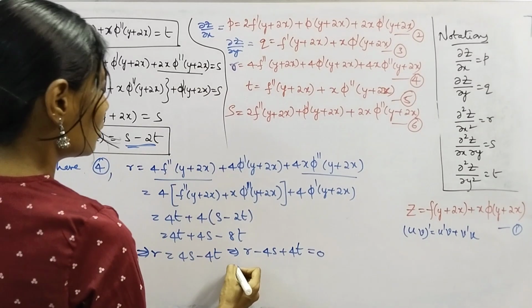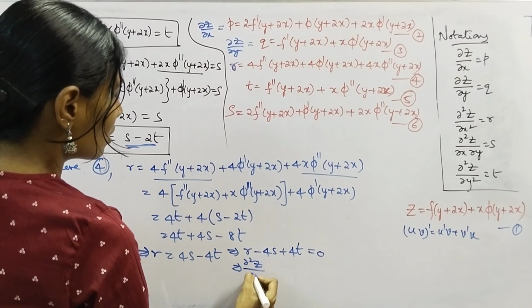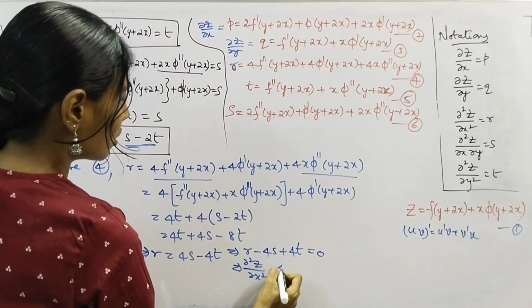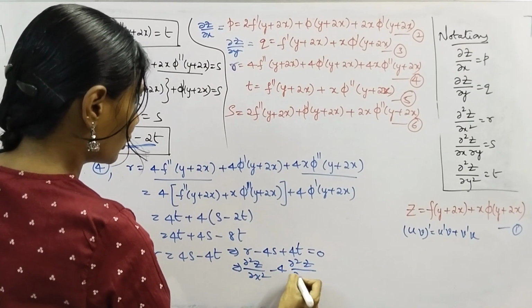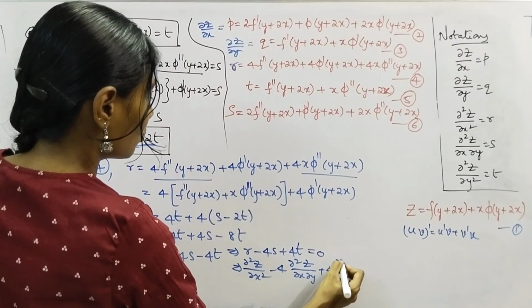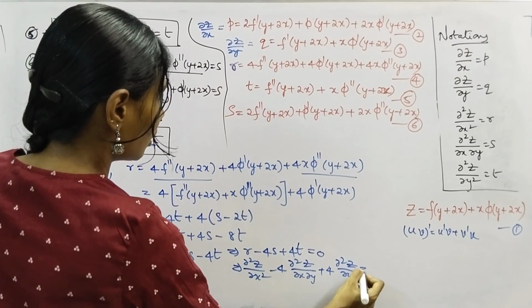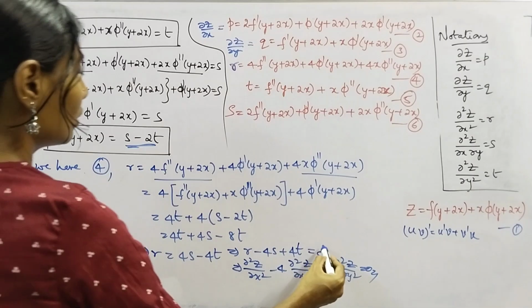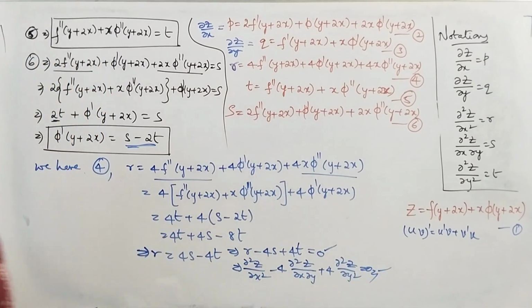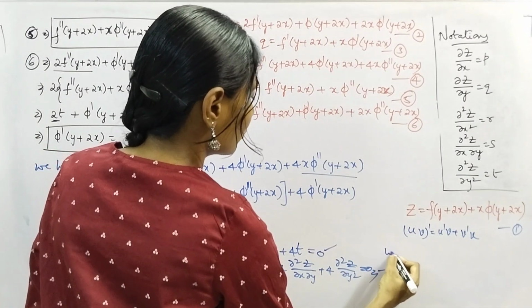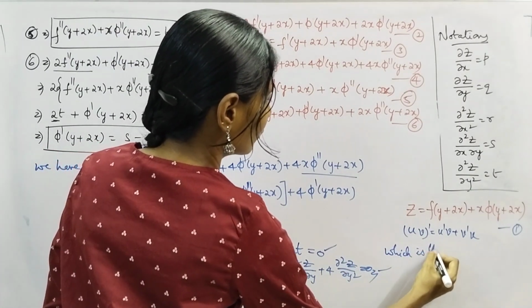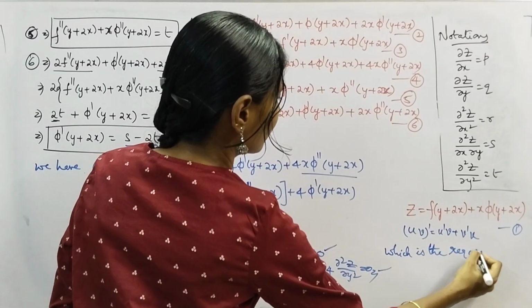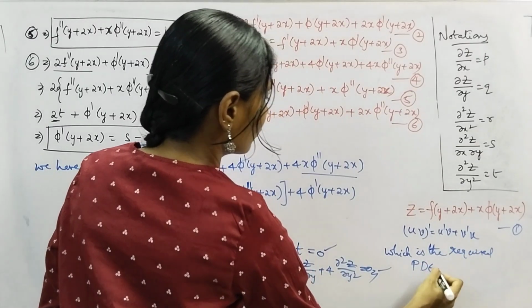Or we can write this as: you know that r is nothing but ∂²z/∂x², minus 4 into s, which is nothing but ∂²z/∂x∂y, plus t, which is nothing but ∂²z/∂y², equal to 0, which is the required partial differential equation. You can write in this form or in this form; there is nothing wrong in it. This completes the problem.